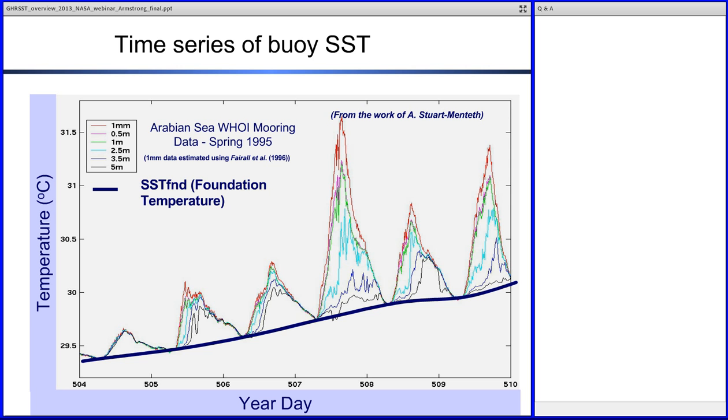It is a temperature that many level 4 data producers strive to reduce, often by blending only nighttime satellite observations, or perhaps through a diurnal model, applying that to daytime observations and correcting them to the foundation temperature.